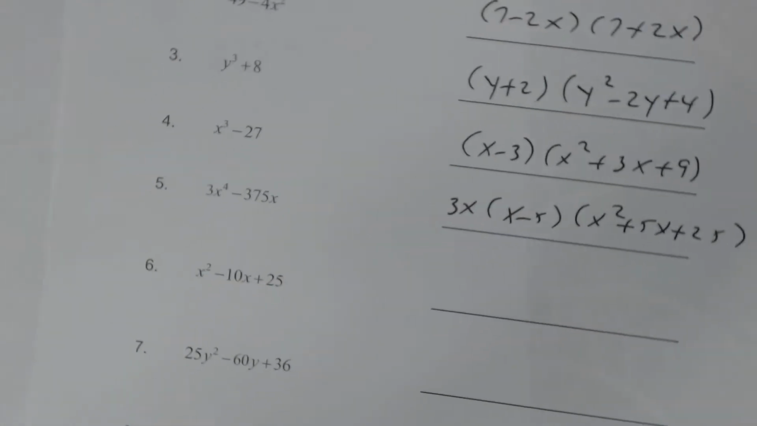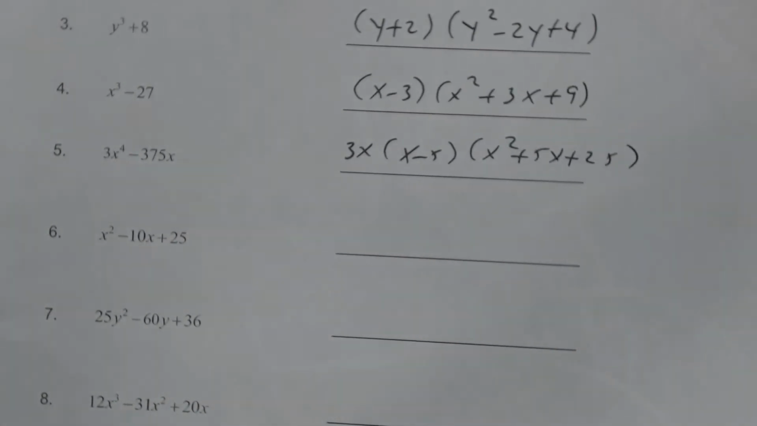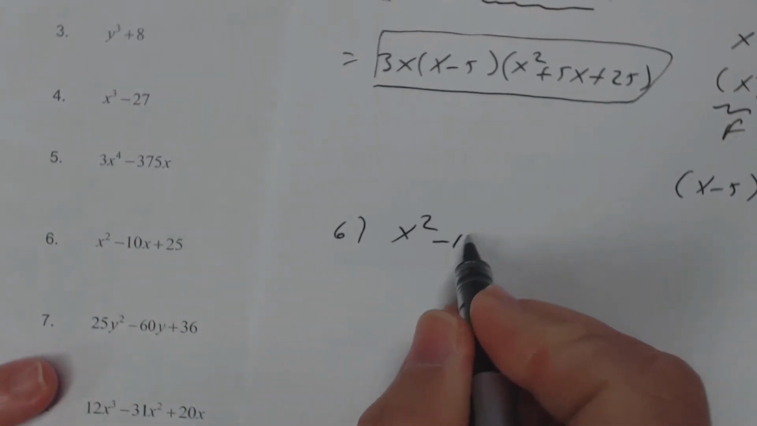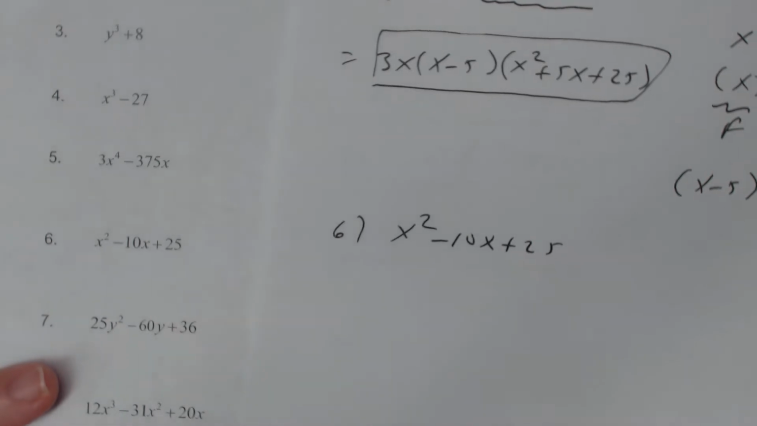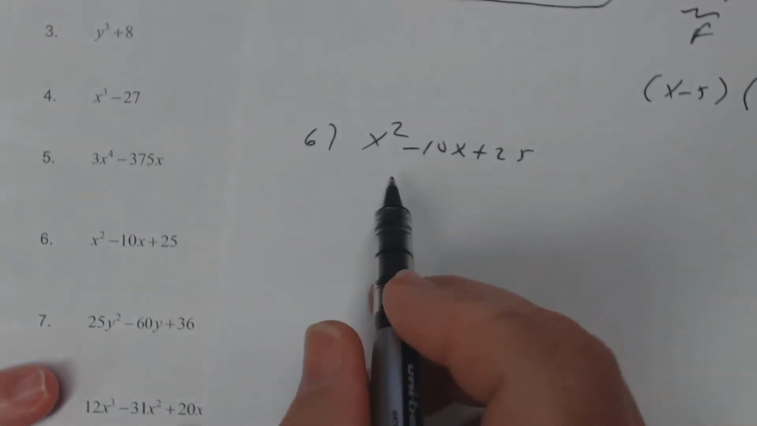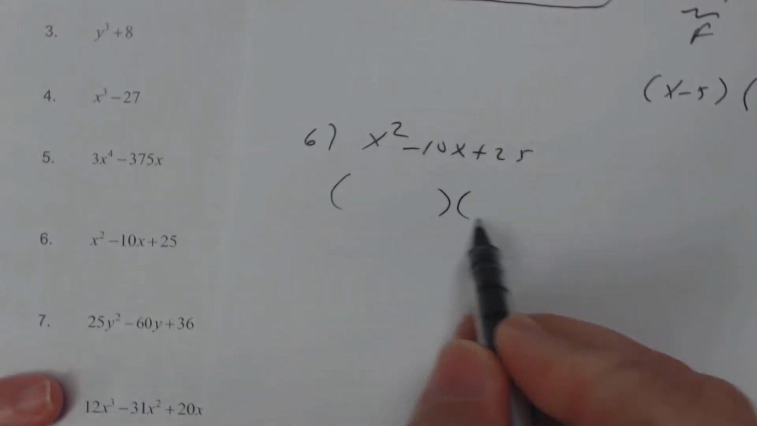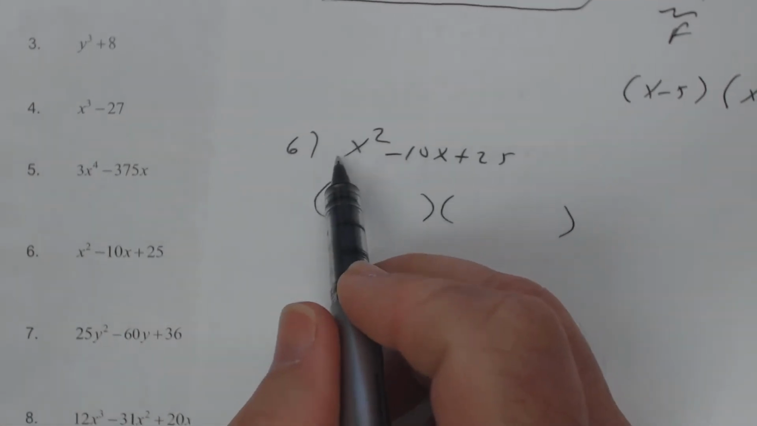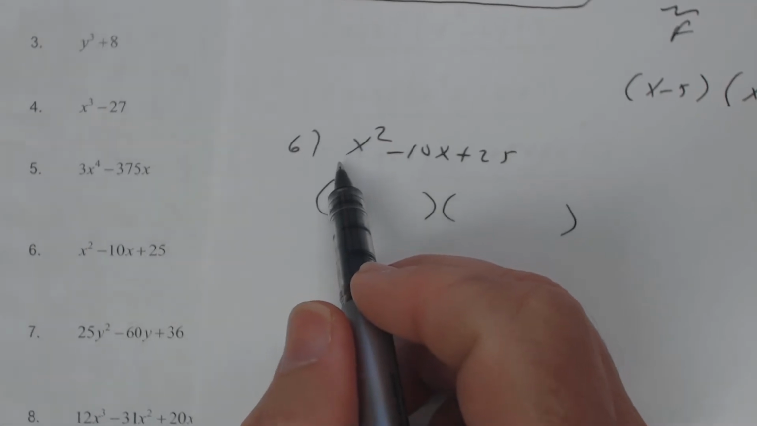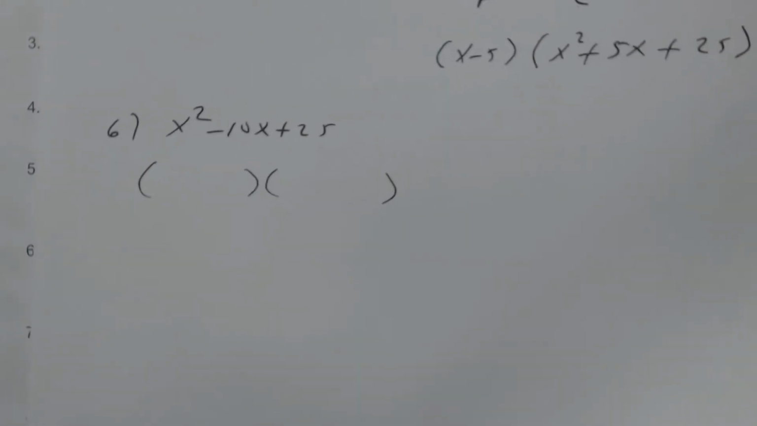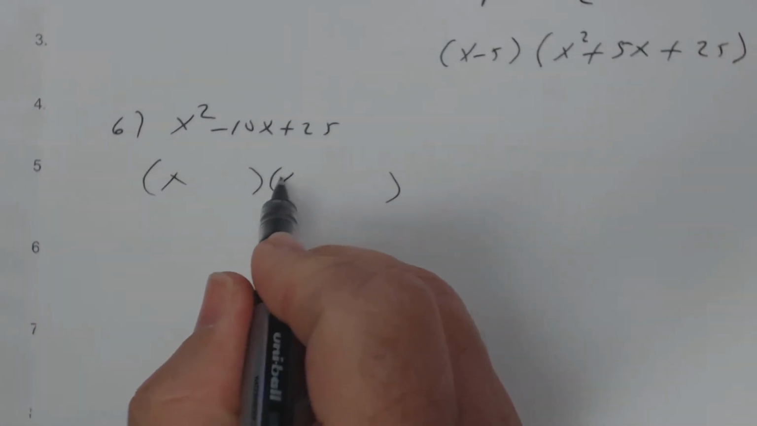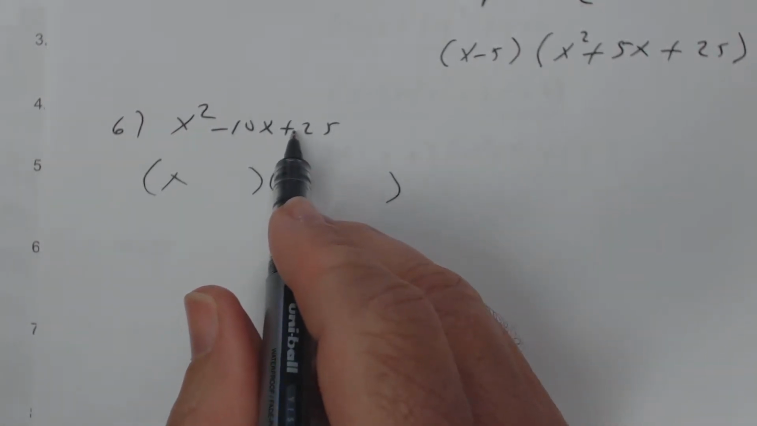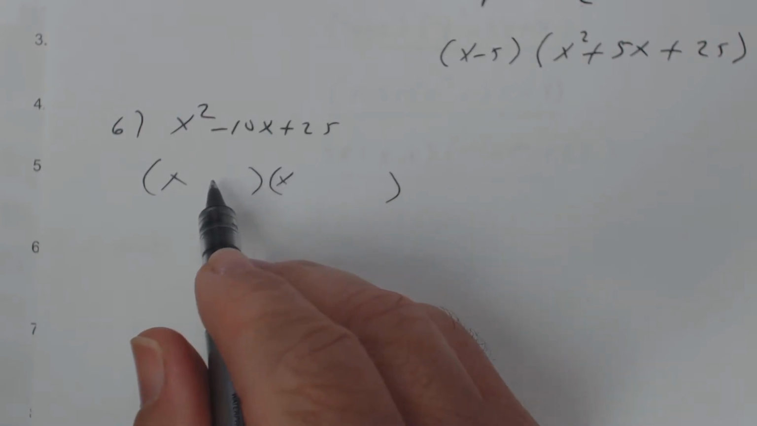All right, number 6, you have x squared minus 10x plus 25. All right, the GCF is 1. I do have a trinomial, so let's see if we can factor this as 2 binomials. So this one should be an easy one because the coefficient of x squared is 1. So when I do this, I'm going to get x and x, 25. There's only 2 possibilities. Now remember, the last sign's positive, so both of these signs will be the same.